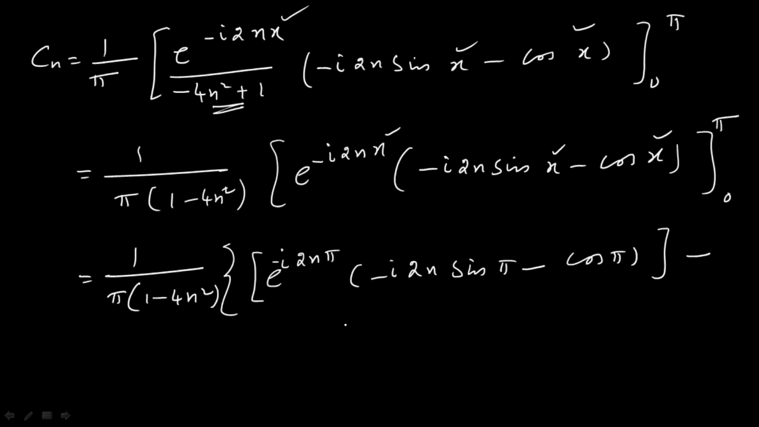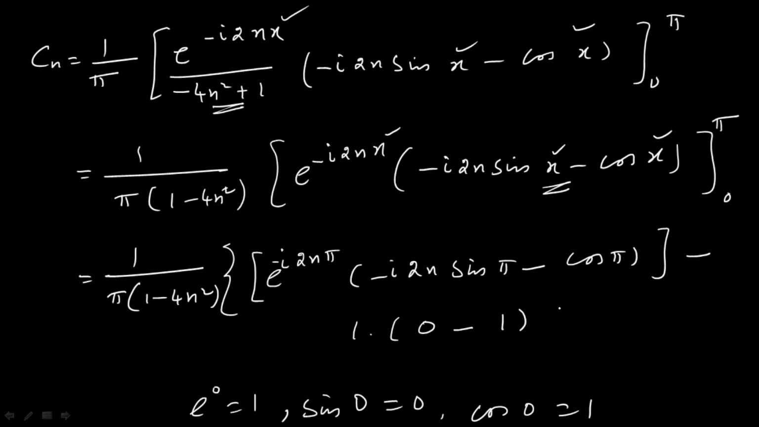Coming to the lower limit, if you replace x by 0, you know the value of e^0 is 1. So e^0 is 1, the product, and also the value of sin 0 is 0, cos 0 value is 1. So if we replace this x by 0, sin 0 is 0, minus cos 0 value is 1, that's all. So upper limit minus, coming to the lower limit, this is your lower limit, okay, close the bracket.